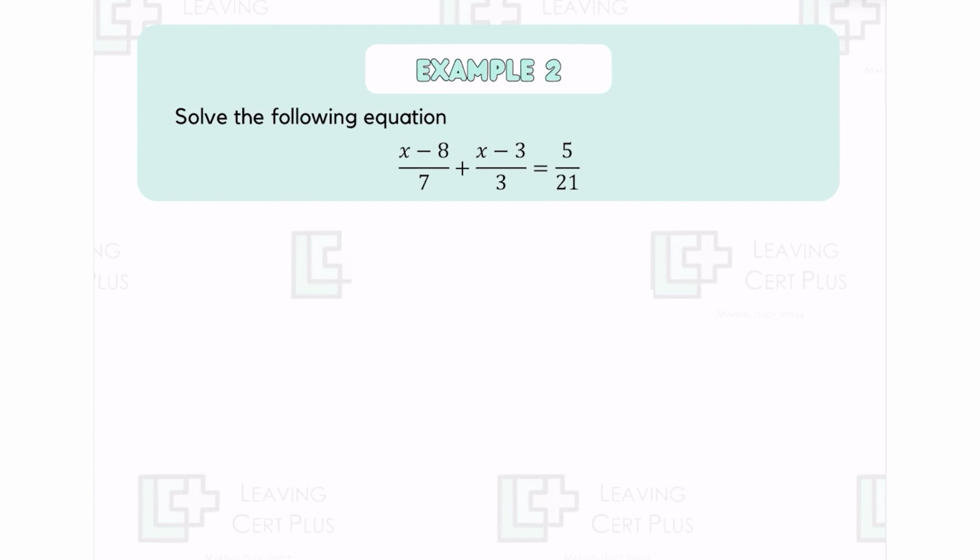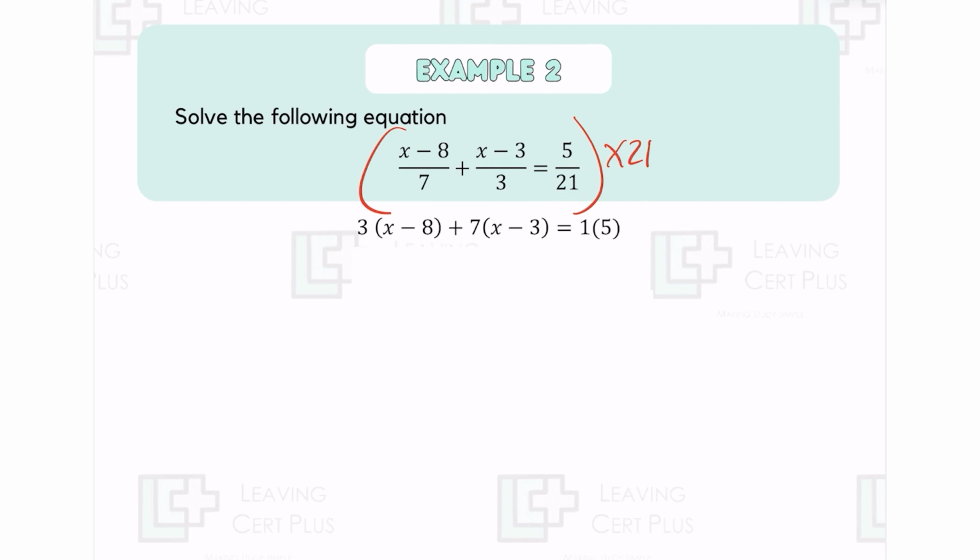So how did we do? The first thing we should have concentrated on was a number that 7, 3 and 21 all went into evenly, and I'm sure you picked 21. Once we have that done, then we have to concentrate on dividing 7 into 21 and then multiplying by the top, 3 into 21 and multiplying by the top, and then 21 into 21 and multiplying it by the top. So the first line you should have got was as follows.